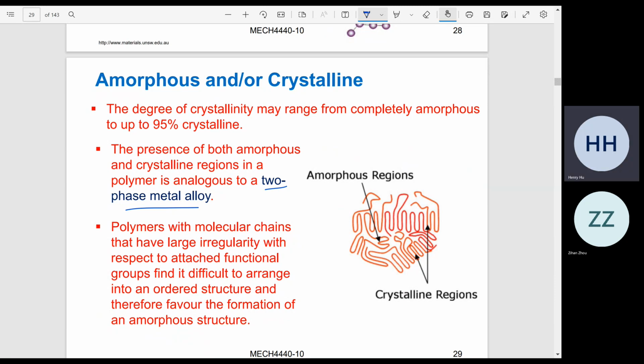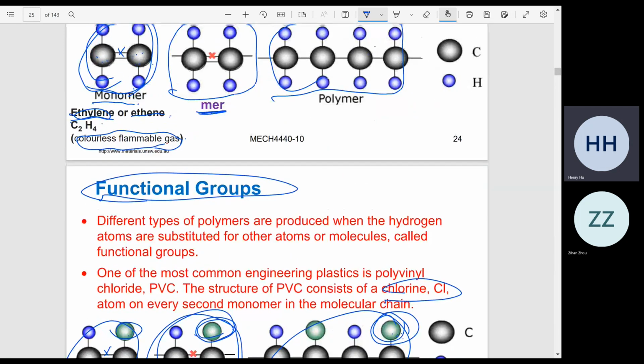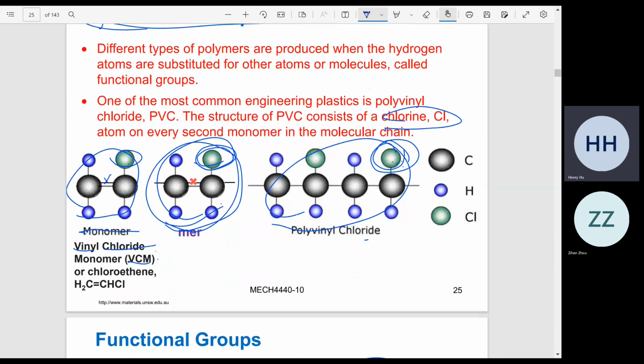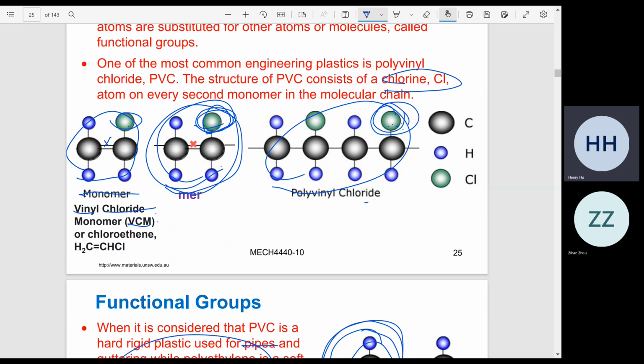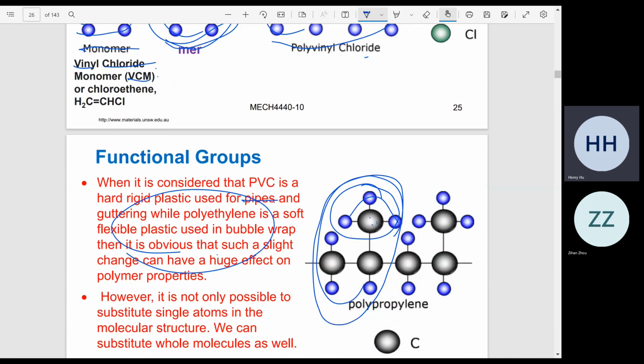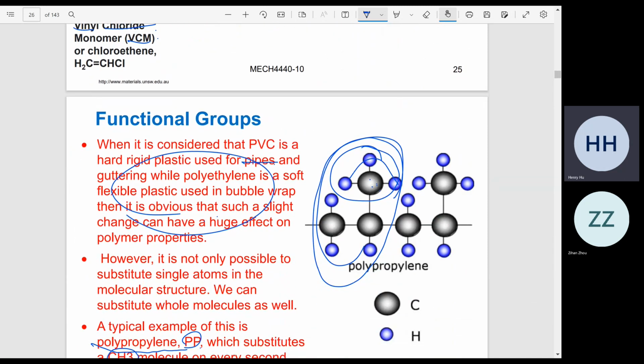I just want to reemphasize the functional group. The chlorine, for example, in this mer is called a functional group. Don't think the group means a lot of atoms. Here chlorine itself is called a functional group, and in the polypropylene mer, the one carbon and three hydrogen, this is called a functional group.